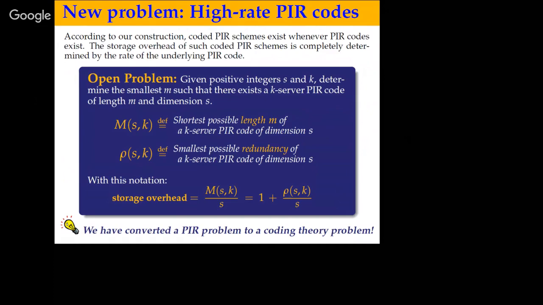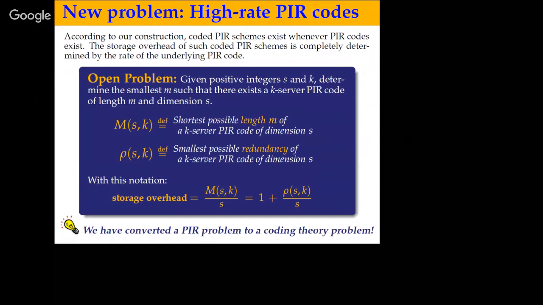And then rho is the redundancy of codes. So again, linear codes, binary linear codes, basic coding theory. What is a redundancy? It is just the length minus the dimension. Okay, so rho is M minus S. Okay. All right, so then what is the storage in terms of these two? What is the storage overhead?